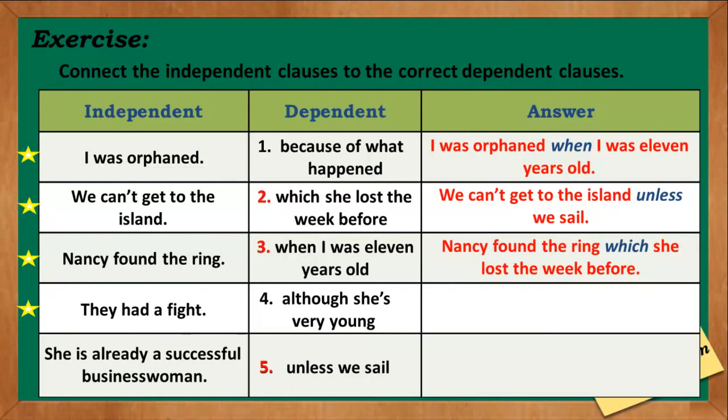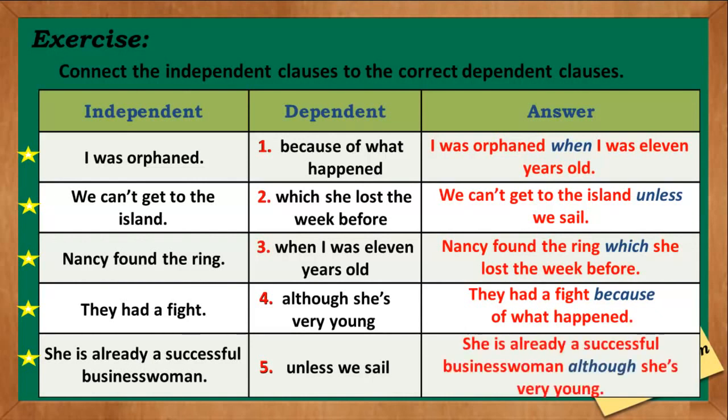The fourth one. They had a fight. The correct dependent clause is number 1, because of what happened. They had a fight because of what happened. And the last one, she is already a successful businesswoman. The correct dependent clause is, of course, number 4, although she's very young. The sentence is, she is already a successful businesswoman, although she's very young. Did you get them right?